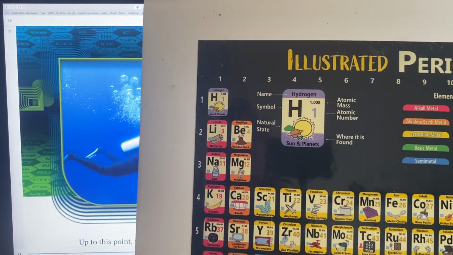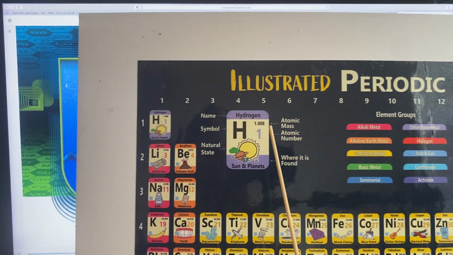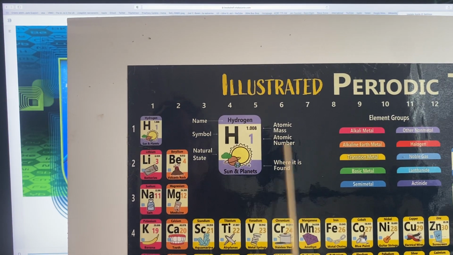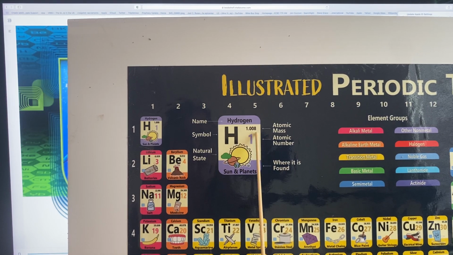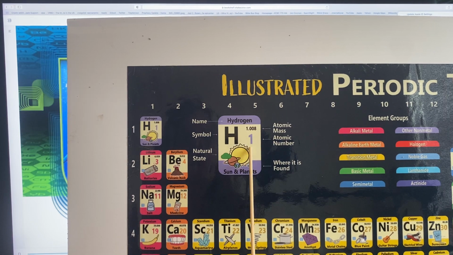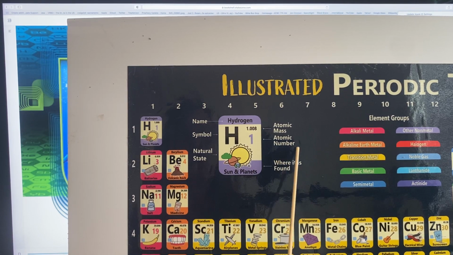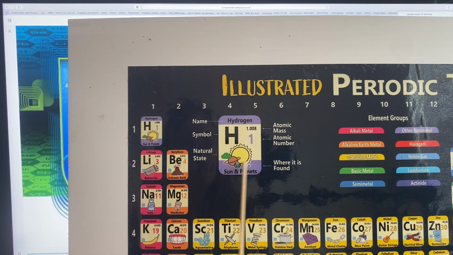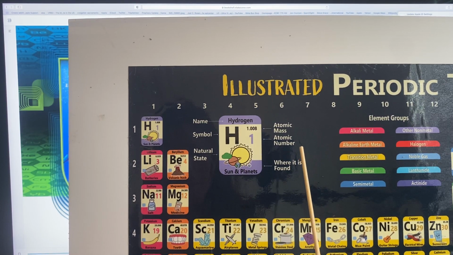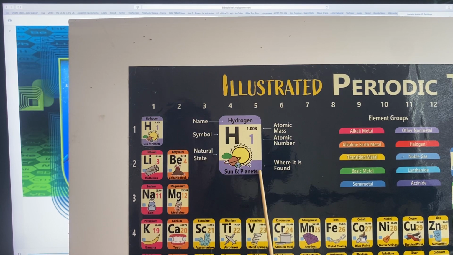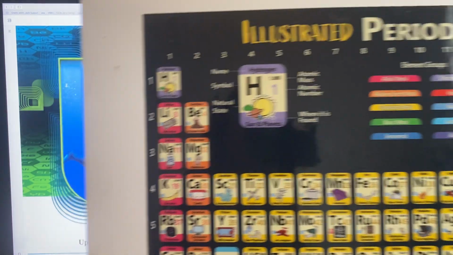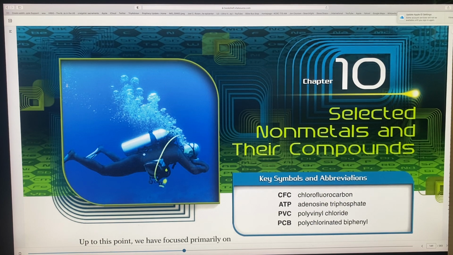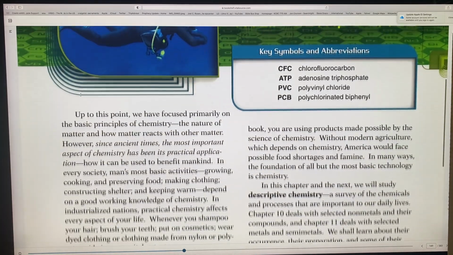So the one we're going to be focusing on today is hydrogen. You see hydrogen here? You can see hydrogen basically is a non-metal, although at certain states it will act like a metal. Hydrogen atomic mass is 1, atomic number 1. That means one proton. And where it's found, sun and the planets, it is actually the most abundant element in the whole universe. And the symbol here and the name. So this is what you need to know about the periodic table. We'll be going over that on each one of these elements. So now let's get going with hydrogen here.